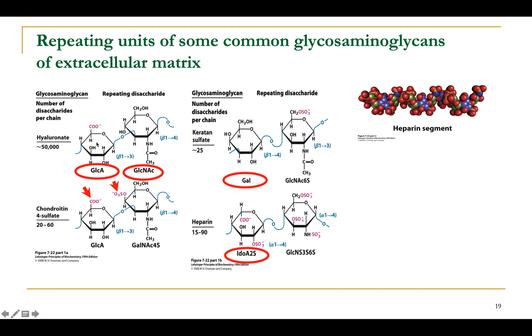Different glycosaminoglycans, because of different sugar composition, have different properties and are predominant in different tissues. And often the trivial names reflect the tissues where they are predominantly found. For example, chondroitin sulfate, keratan sulfate, or heparin.